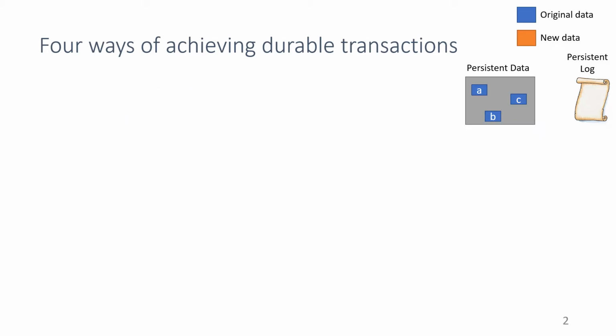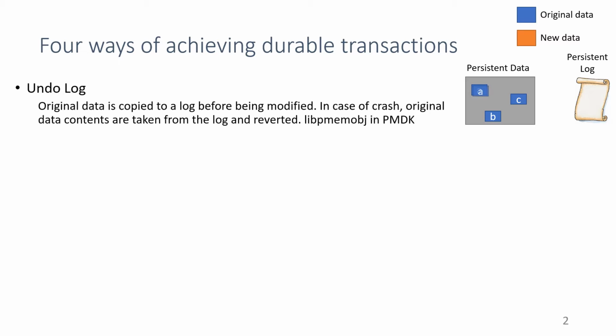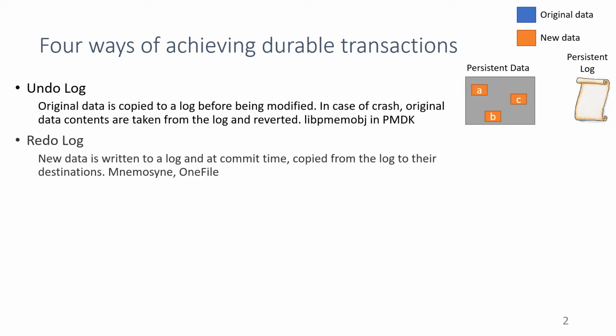There are four ways to do durable transactions. The first one is undo log, and in undo log you have a persistent log, and you keep there the original data before you actually modify it. This is the case of techniques like PMEM OBJ in PMDK. At the end of the transaction, you clear the log, and that's it. You can commit safely.